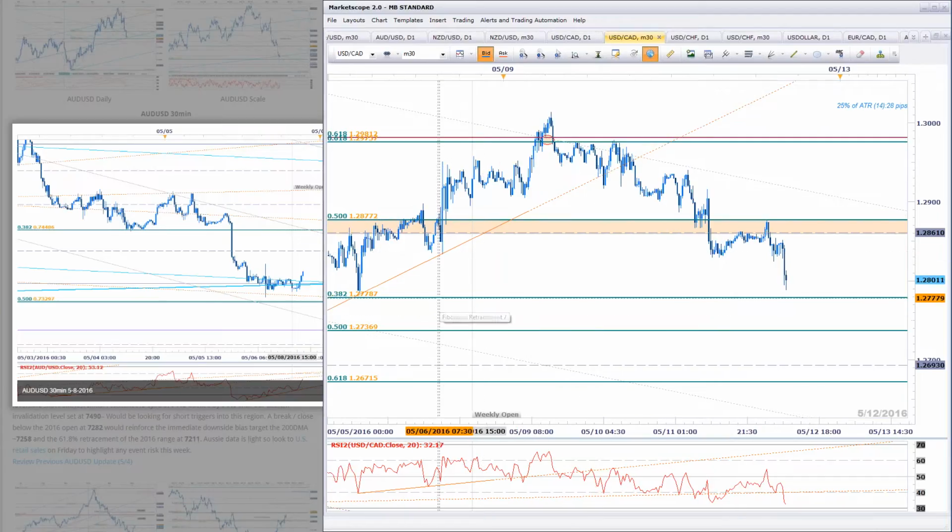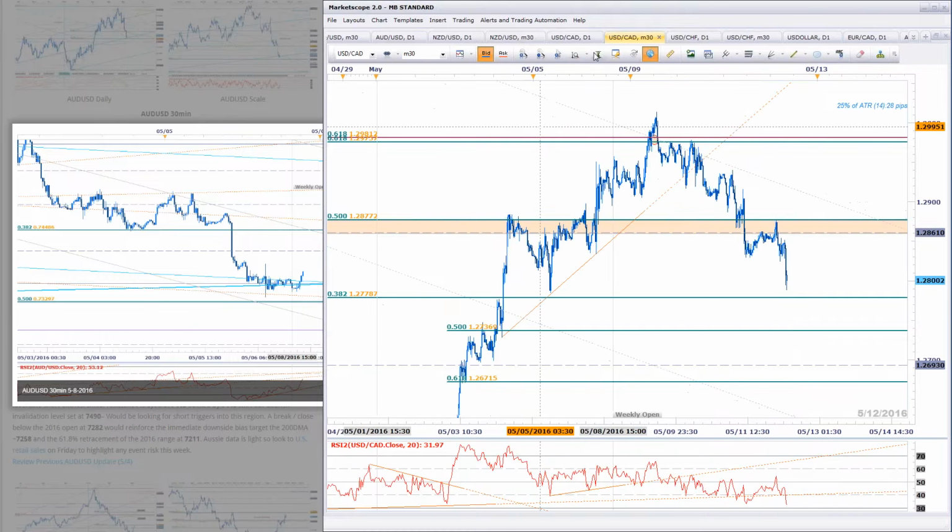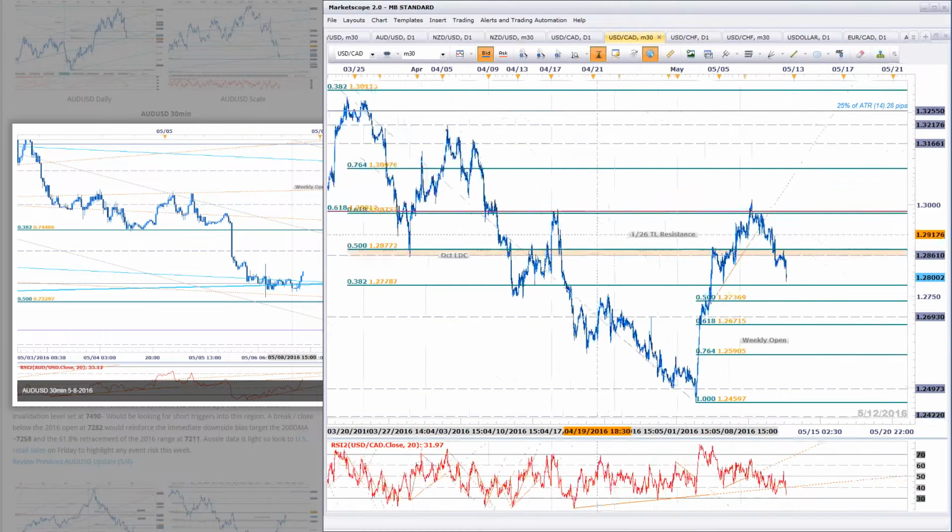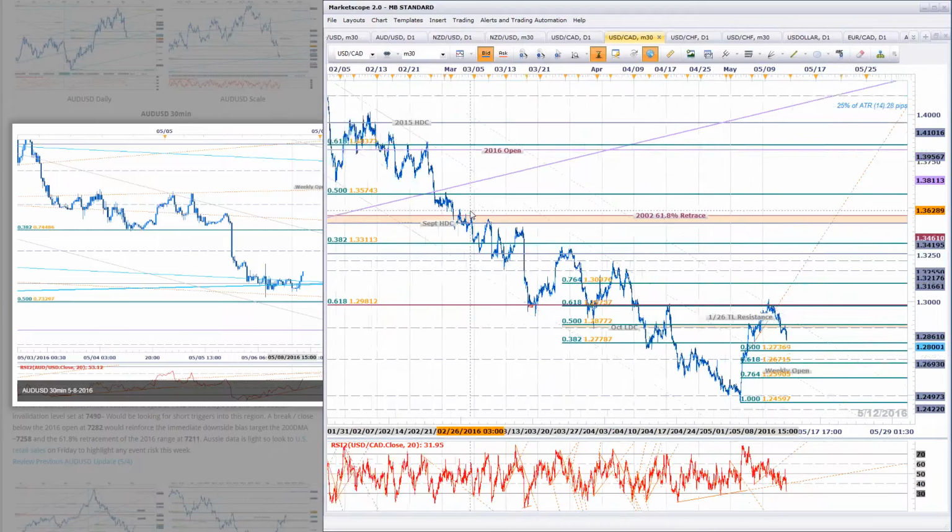27.78 is near-term support structure here for dollar CAD. Stay bearish below 28.77, which is a 50% retracement. But more importantly, guys, it's just that session high that we made in overnight trade. So I'd like to stay with the immediate downside bias below that. Keep in mind, I'm just going to zoom this out real quick to show you the parallels that we came off of. Really clean.